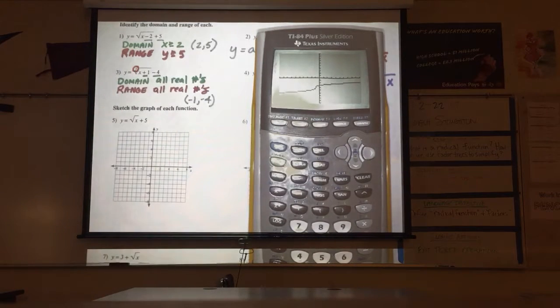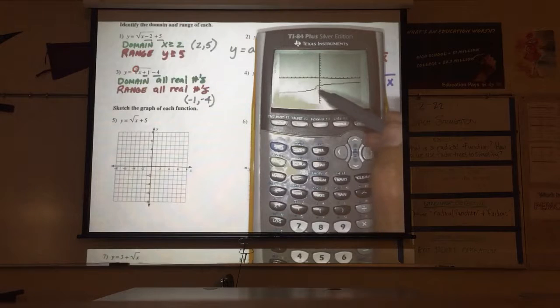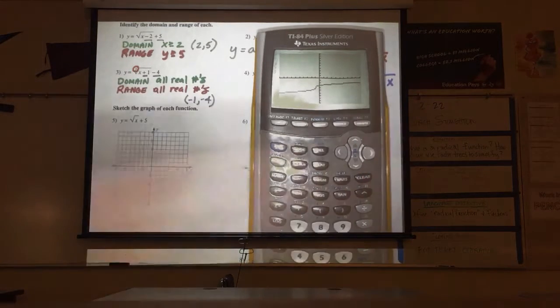So if you look on your graph, that -1, -4 is not a vertex per se, it's an inflection point. That's where our graph changes its behavior. And when we get really in depth, we'll talk about concavity of the graph and how it changes shape. But that's the point of inflection.